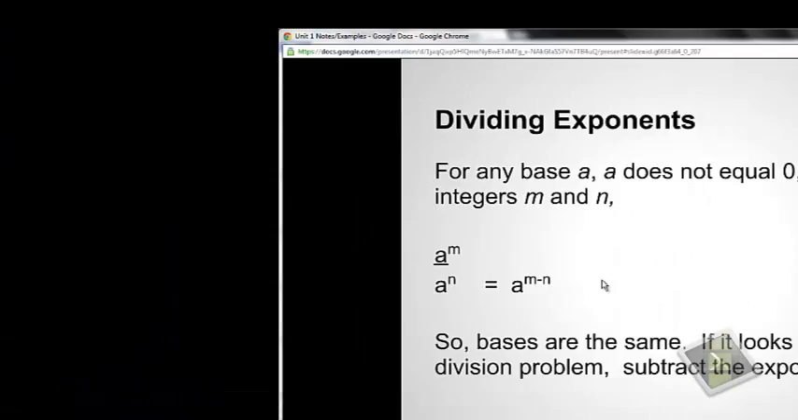Next topic, we're going to divide exponents. Same starting point: any base a can't be 0, any integers m and n. If we have a to the m power over a to the nth power, you will subtract your exponents. You will have a to the m minus n power. So multiplying exponents, you added them. Dividing exponents, you subtract. The bases are the same. Again, if it looks like a division problem, you subtract the exponents. We'll see an example in a second.